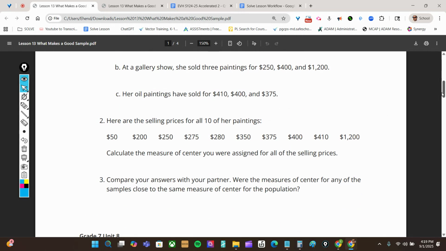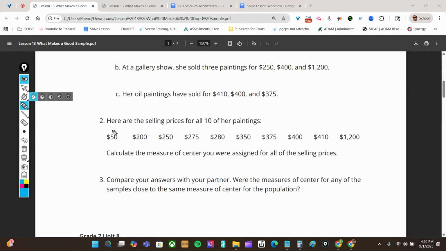So for number 2, here are the selling prices of 10 of her paintings. Calculate the measures of center. Probably when we get in class, everybody will be doing them together. We'll see. All right, so to find the average, you add all of these up and then divide by, well, let's find the mean first.